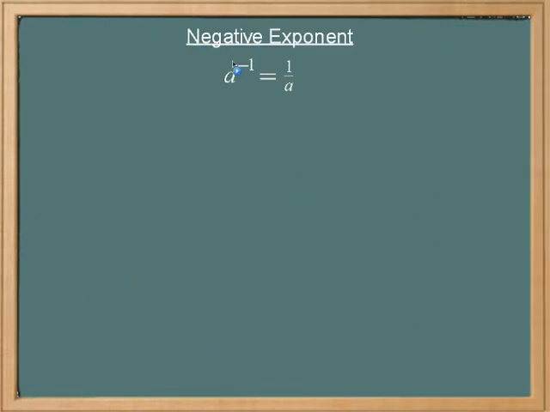With negative exponents, we simply have to remember this rule, that a to the negative 1 equals 1 over a. What that means is that since I have a negative exponent, it's ambiguous. We don't really know what to make sense of it. So to compensate for that, we send that exponent to the denominator, but we send it positive. So it looks like this.